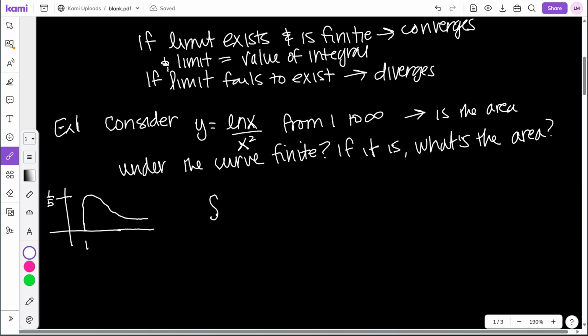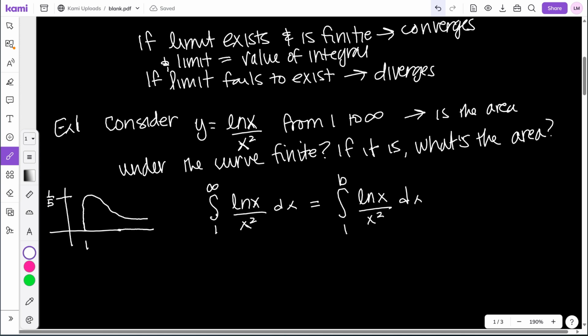Okay, so I'm going from 1 to infinity for the natural log of x over x squared dx. But I know from the definitions that I gave you just a minute ago that I can rewrite this as going from 1 to b, the natural log of x over x squared dx.